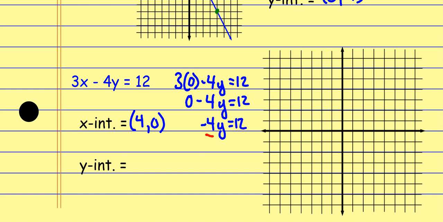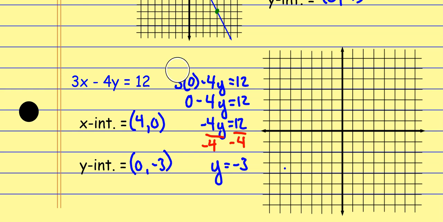And now I divide each side by the negative 4. So I get y equals negative 3. And again, as an ordered pair, that's 0, negative 3. I had a 0 for x, and I got a negative 3 out for y. And so it's giving me these two ordered pairs.